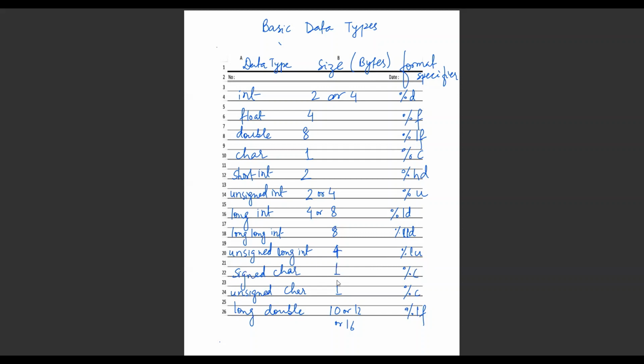For signed char it is 1 byte and the format specifier is %c. For unsigned char it is 1 byte and the format specifier is %c. Long double is 10, 12 or 16 bytes and the format specifier is %lf. We can check the sizes also by writing a program on the system. So let me show you some examples on the compiler. Let's go to the coding.